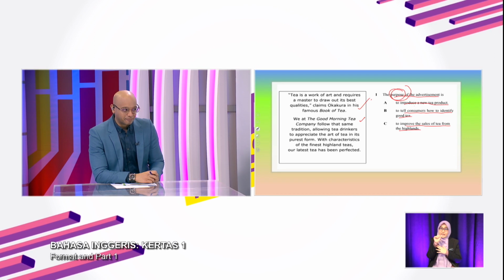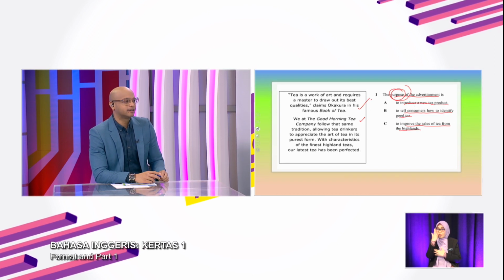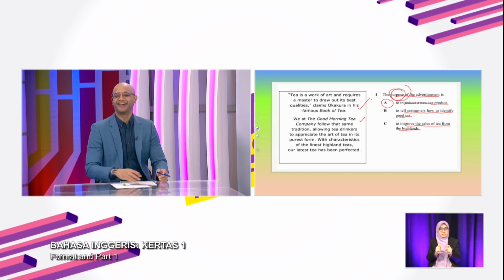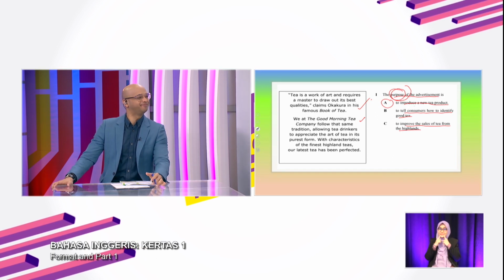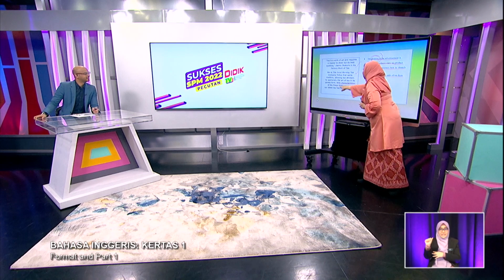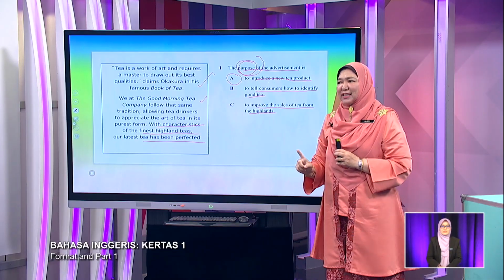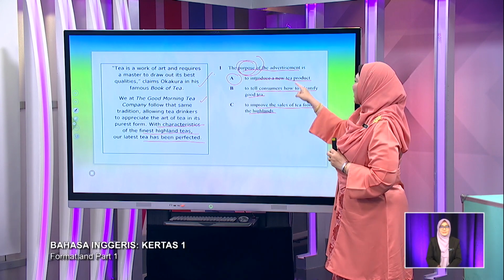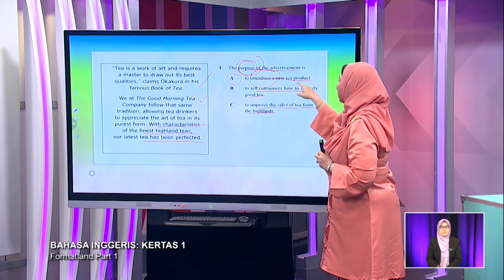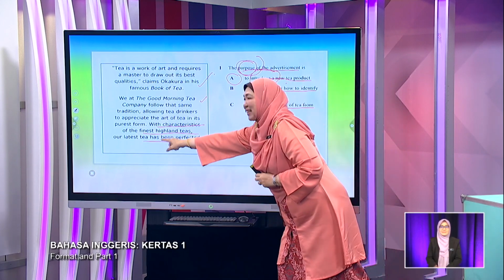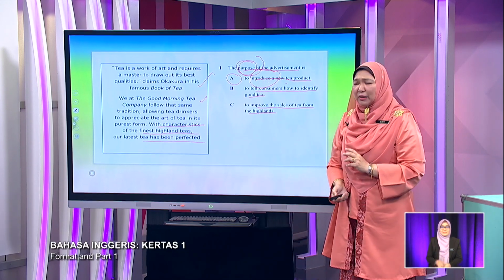Okay, it's A. Why? Because B and C don't seem to be the appropriate answer for this stimulus. So the answer is A. Why A? With characteristic of the finest Highland tea, our latest tea has been perfected. So they are introducing a new tea product. Yes, our latest tea. Okay, why don't we try question number 2?